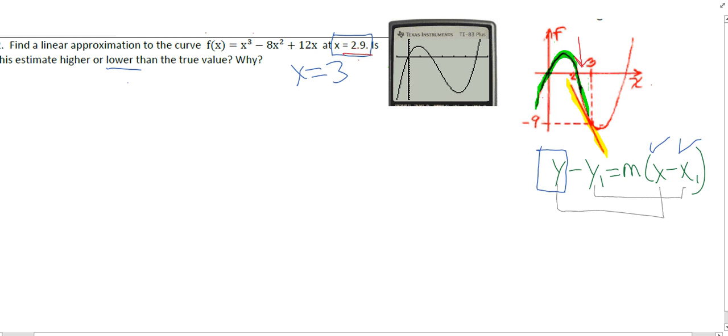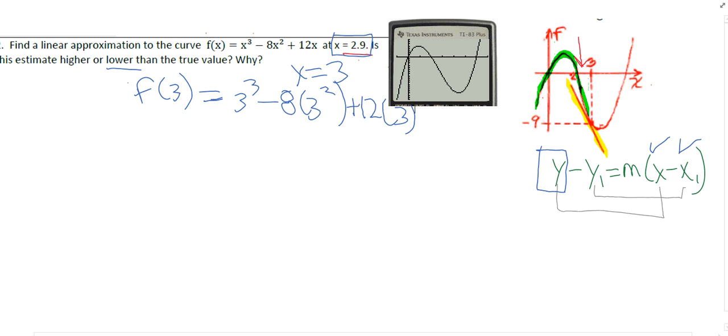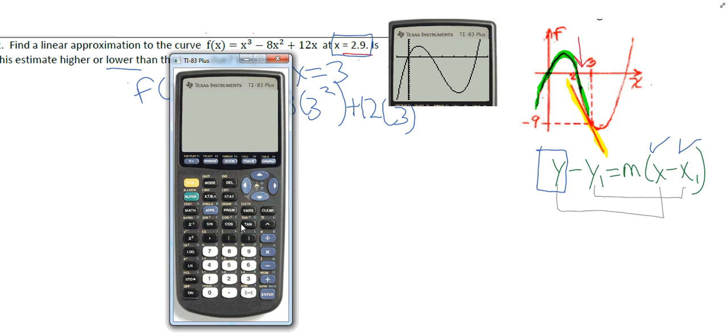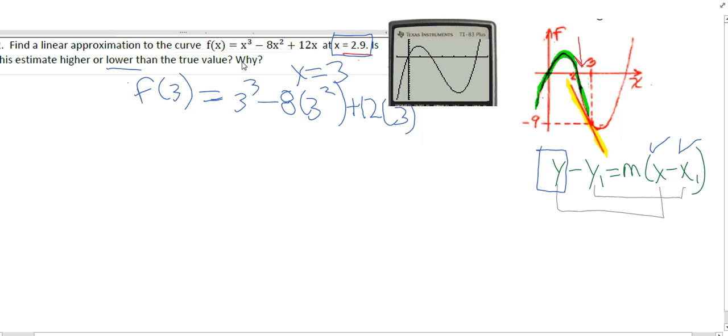The next thing we need to look at before we even get started is what is the function value at 3. So you can plug in what we know. The function value at 3 is just 3 cubed minus 8 times 3 squared plus 12 times 3. And let's just use our calculator for that. I already have this graph put into my calculator, so I'm just going to go right to the table. And at positive 3, the y value is negative 9. So let's go ahead and put that in there.